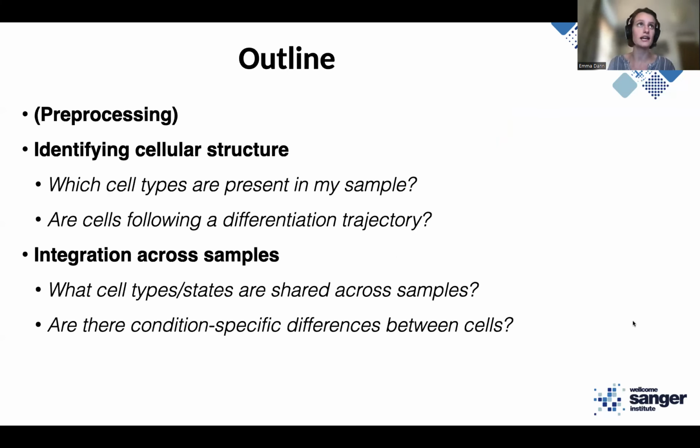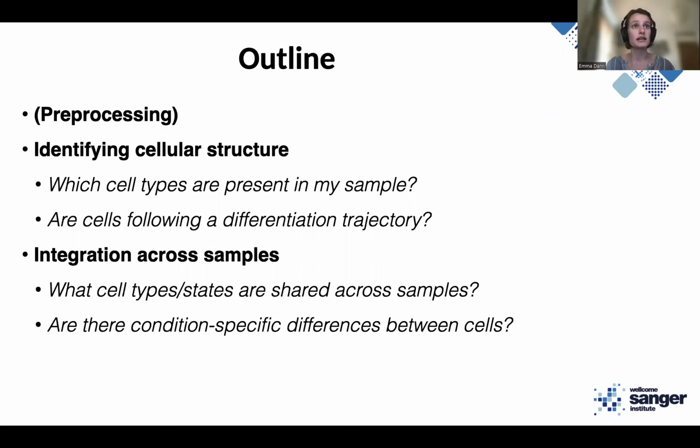Today I will be talking about three main analyses that are routinely done in single-cell analysis research. First, I will talk a bit about pre-processing: how do we remove low-quality cells and clean up that original count matrix? Then I will talk a lot about how we identify cellular structure, and the type of question we ask is which cell types are present in my sample. We also look at processes such as differentiation trajectories, and this is what we'll talk about.